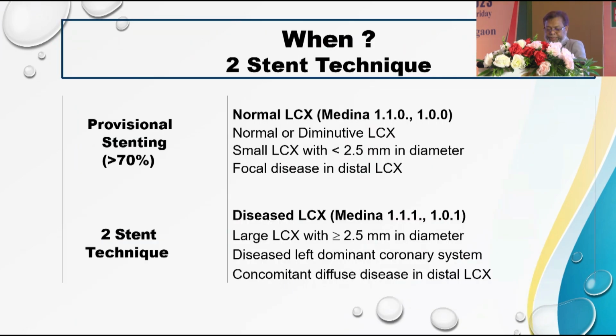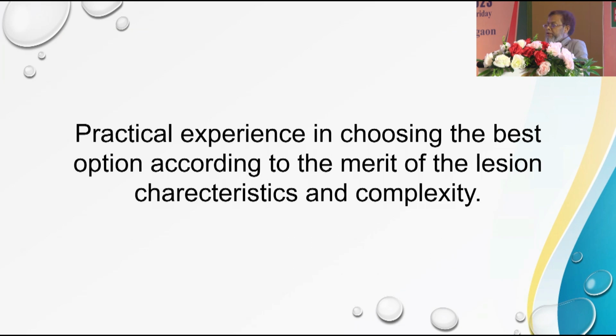Provisional stenting is used in more than 70%, as I have told. A 2 stent technique is needed if the left circumflex, the second branch, is diseased, with a 111 or 101 lesion, a large circumflex with more than 2.5 diameter, a diseased left dominant coronary system, a lesion length equal to or more than 10 millimeter, or concomitant diffuse downstream left circumflex disease. Only then do we require the second stent. And I would like to finish with practical experience in 2-3 minutes.